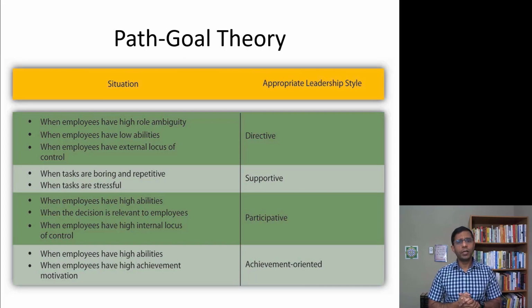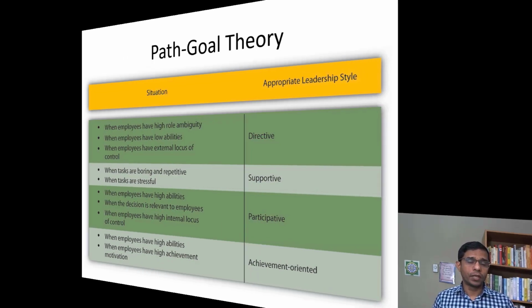Finally, the achievement-oriented leadership style would be very helpful when your employees have high abilities. Because they have high abilities, you can push them even more compared to the regular folks. And when they have high achievement motivation, in other words, they have a strong drive to succeed. So because they have a strong drive to succeed, you can push them even more. So that is the achievement-oriented leadership.